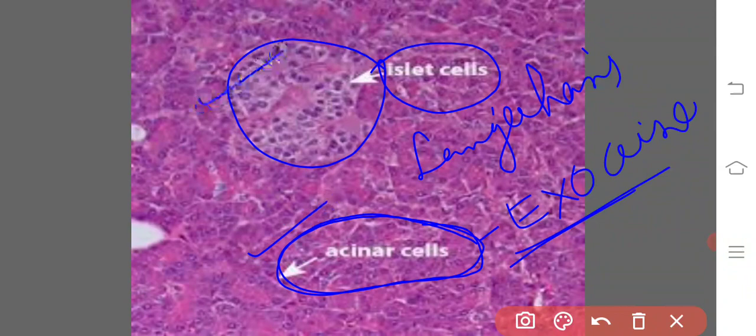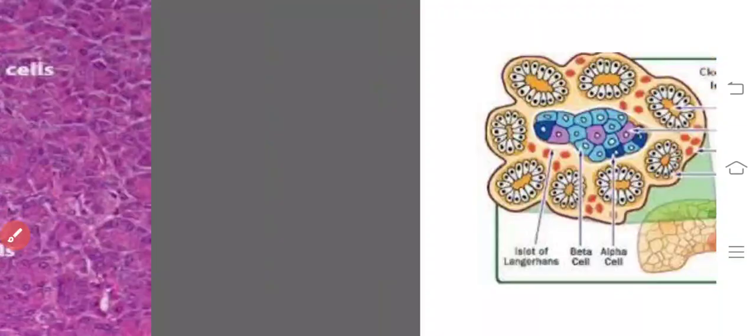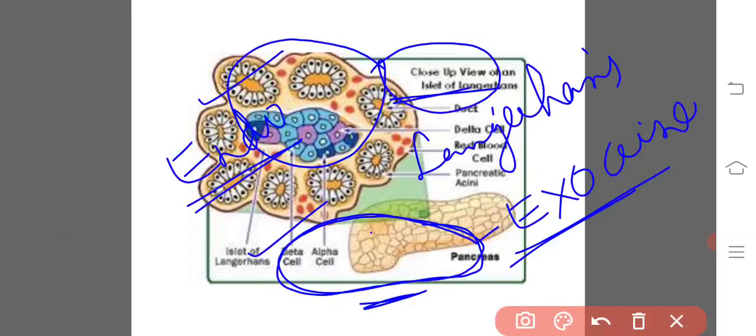This exocrine part consists of acinar cells and they produce enzymes, whereas the endocrine part, in the form of islets of Langerhans, produces hormones. So it is a compound gland, otherwise the mixed gland. We are not dealing with the exocrine portion, only the endocrine portion. Let us see the structure and composition of the islets of Langerhans.